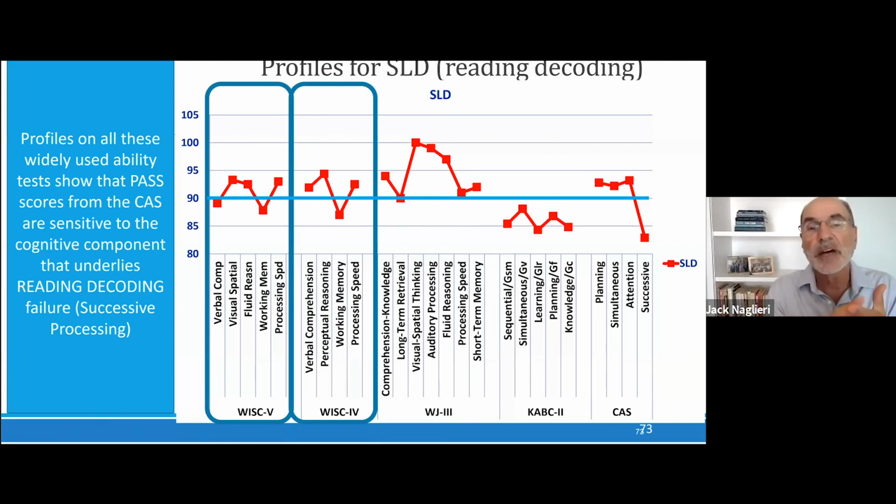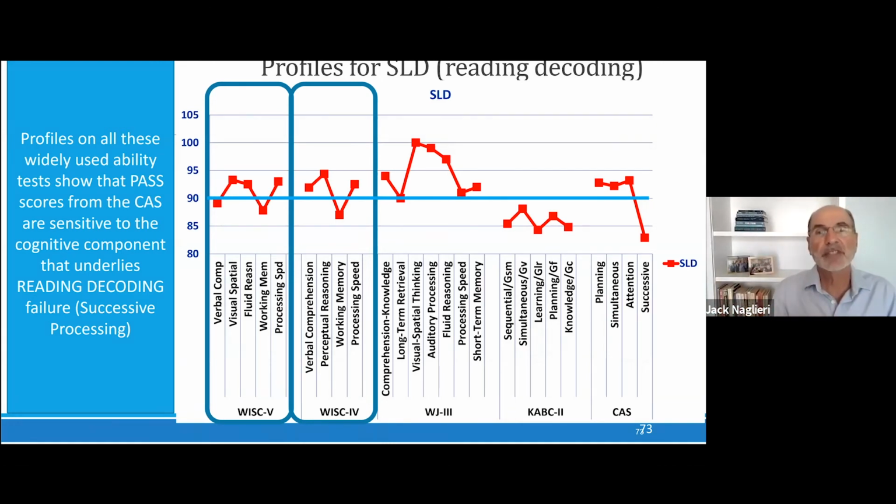So this is the WISC-5, the WISC-4, the WJ, the KABC, and the CAS. I went to the manuals of these instruments and pulled out the studies that showed the profiles by the scales for children with reading decoding failure. Notice it's not learning disabilities, it's specific learning disability. In this case, a dyslexia, a child with dyslexia, reading decoding failure.